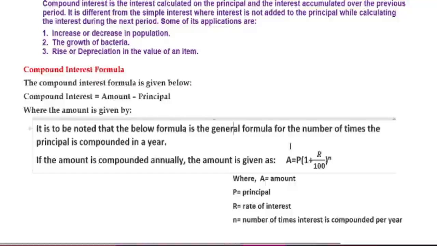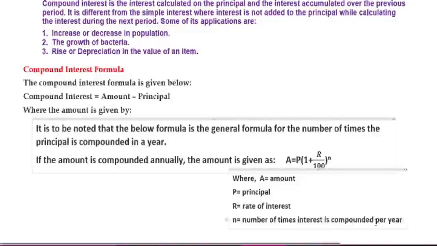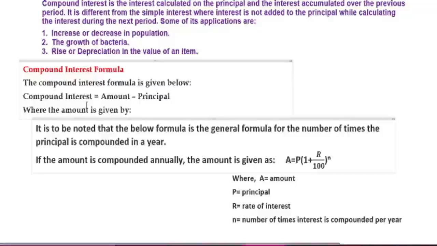Here the formula is A, A means amount, equals P into 1 plus R by 100 all raised to N, where A is the amount, P is the principal, R is the rate of interest, N is the number of times interest is compounded per year, or number of conversion periods. So this is the formula. This formula you can use for finding the amount. After finding the amount, we can calculate compound interest. Compound interest equals amount minus principal.